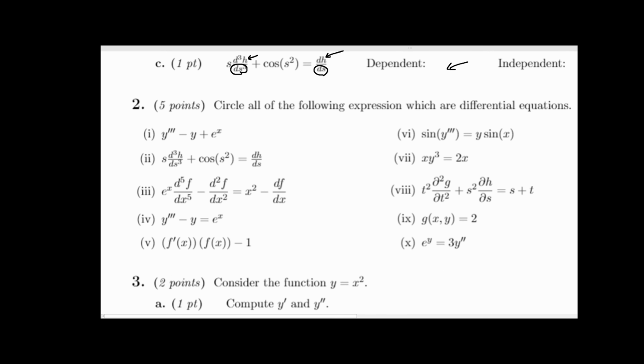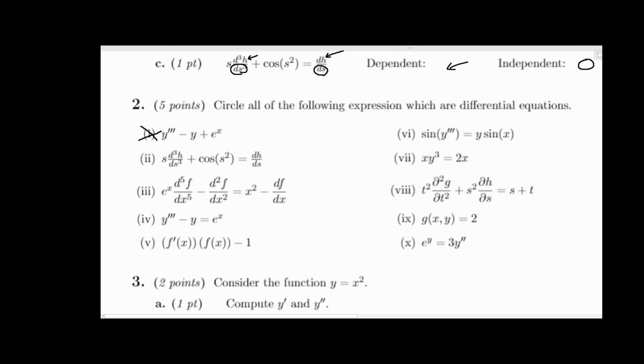For number 2, circle all the following expressions which are differential equations. So going over number 1, this is not a differential equation because it is not even an equation. To have it be an equation, it needs to have an equal sign, like this. Since there is no equal sign, it is not an equation.